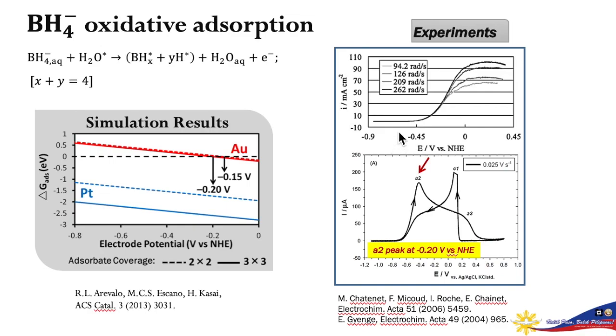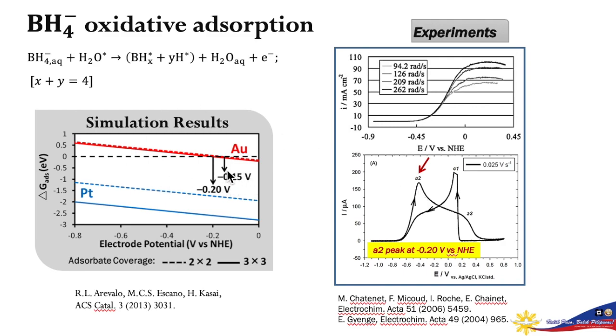In this voltammetry experiment performed by Professor Gyenge at the University of British Columbia, it was found that borohydride oxidation actually starts at around negative 0.20 volt versus NHE. In this cyclic voltammetry curve, an anodic peak is observed at this electrode potential corresponding to negative 0.20 volt versus NHE, which they attributed to the direct oxidation of borohydride.